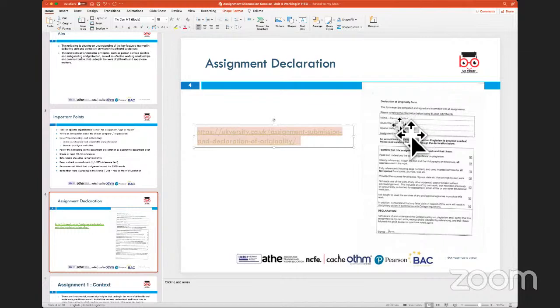So you write your name, you put your student number, the course that you're doing, ATHE Level 3 Diploma in Health and Social Care, write the name of the unit, which is Unit 4, Working in Health and Social Care, tick all these boxes, sign at the bottom, and that should allow you to submit a declaration. Now, you can do this electronically on our website, and if I show you the website, that can be done by choosing your course.